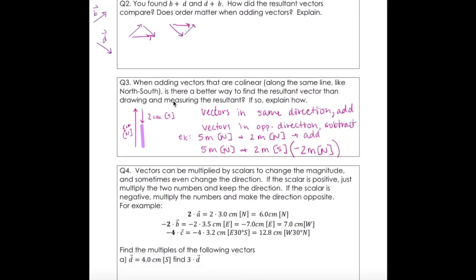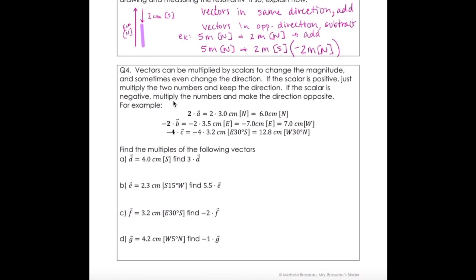Vectors can also be multiplied by scalars to change the magnitude. Scalars are just quantities without direction. And sometimes this even changes the direction. If a scalar is positive, just multiply the two numbers and keep the direction. If the scalar is negative, multiply the number and make the direction opposite. So for part A, if we have 4 centimeters south and we multiply the vector D by 3, we would have 4 times 3 is 12. It was positive, so we're going to keep the direction of south.